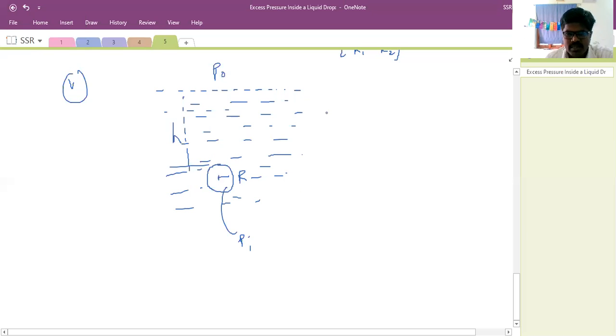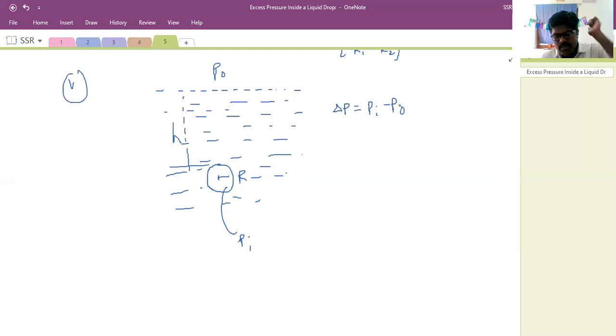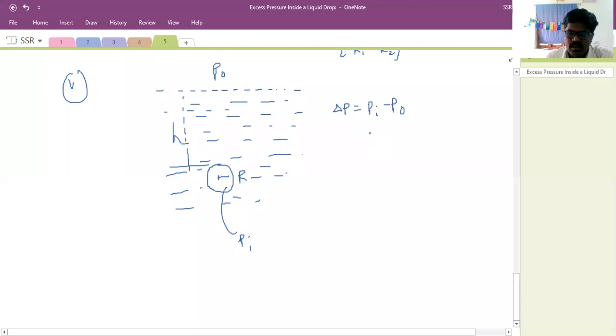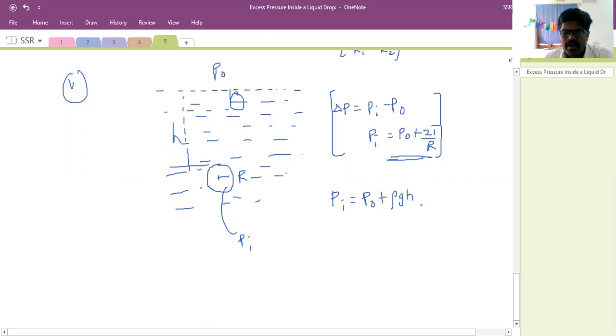That means we know the excess pressure delta P is equal to P inside minus P naught normally. Then I want to calculate first P inside. Suppose it is just on the surface, P inside is equal to P naught plus 2T by R, just below the surface here. But if it is at a depth H, then what do you need to calculate additionally? P inside the liquid drop, that means the air bubble, is equal to P atmospheric plus the pressure due to vertical depth, that is rho g h. Are you clear on this point?